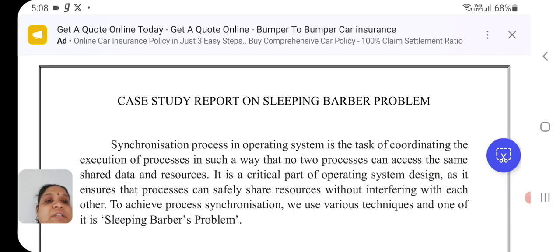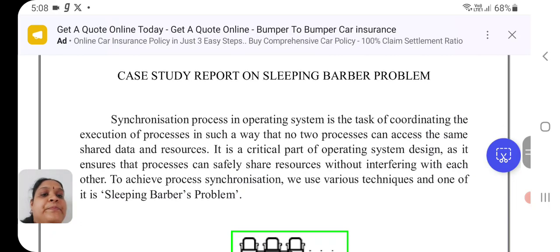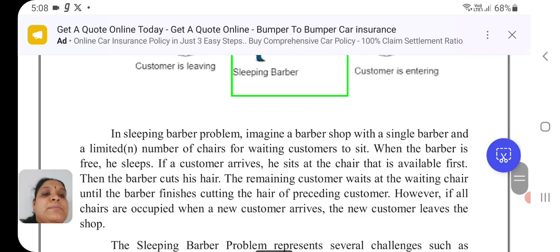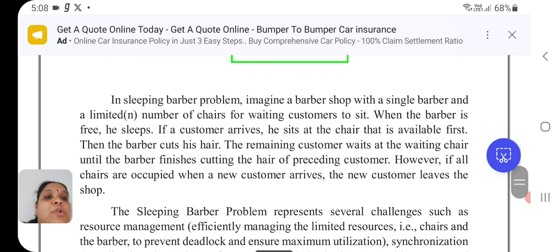So to achieve process synchronization, various techniques can be used. One of the techniques is called the sleeping barber problem. That's what I have explained here. Here the problem is the sleeping barber problem.